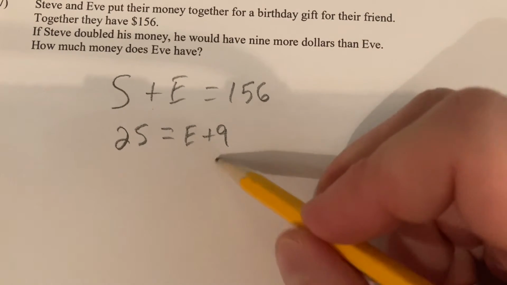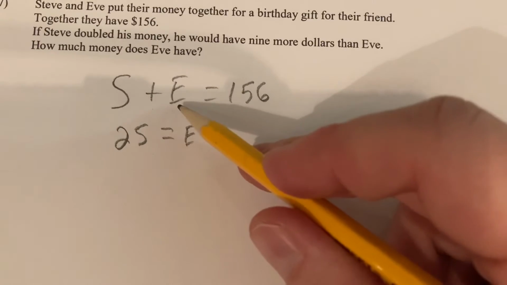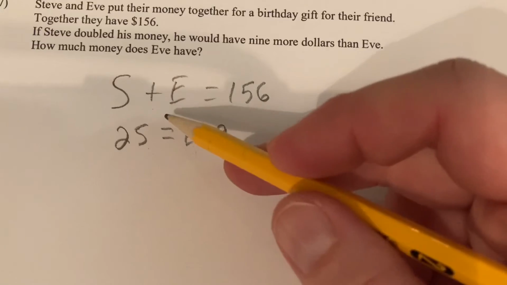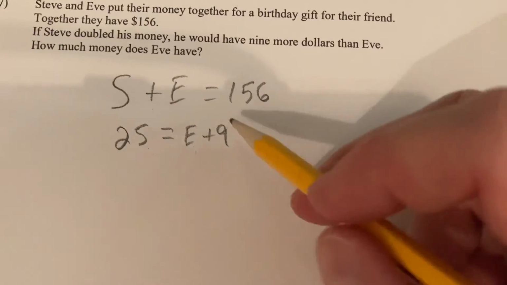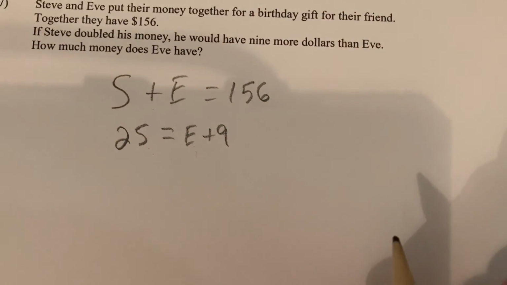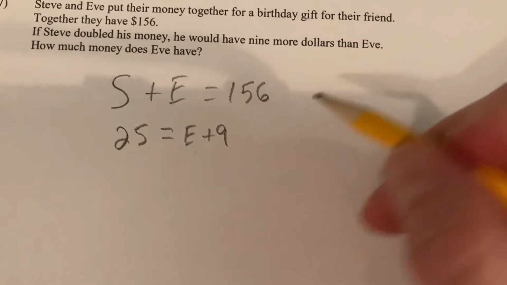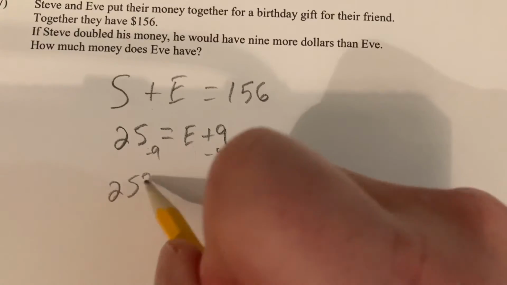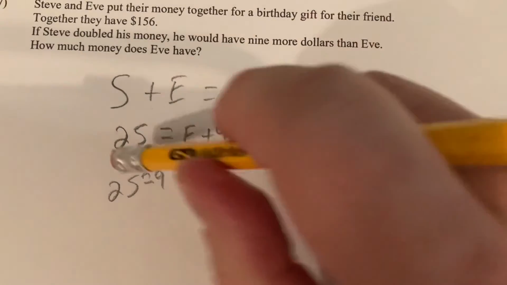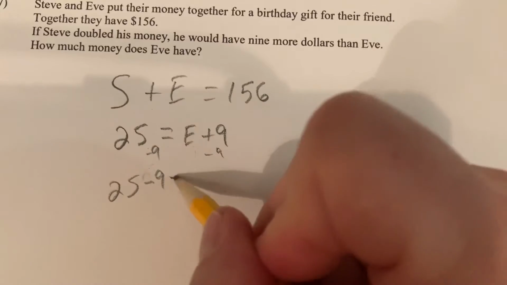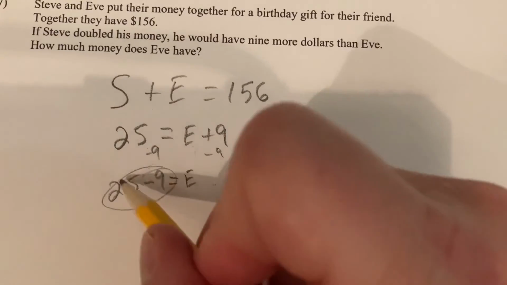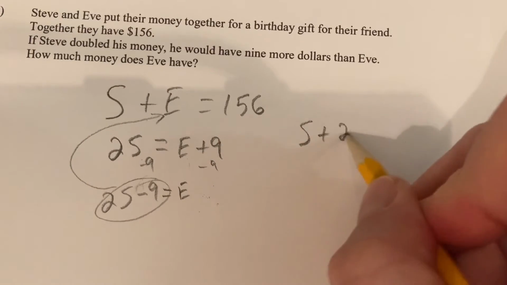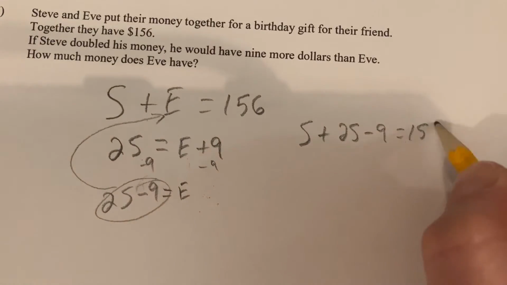Either we have to subtract this 9 and get E by itself so we can do a substitution, or we have to subtract the E so that we can set up an elimination. But one way or the other, we got to set something up. We don't have one of our methods quite yet, right? So probably the easiest thing to do is to subtract the 9, make this 2S minus 9 equal to E. And then let's do that substitution. Put that right in there for E. So that's going to give us S plus 2S minus 9 equals 156.